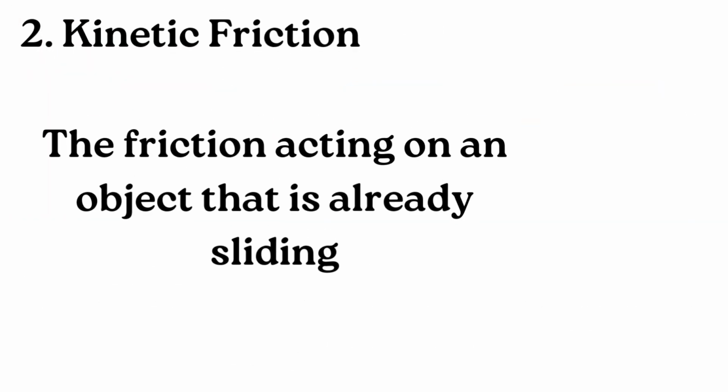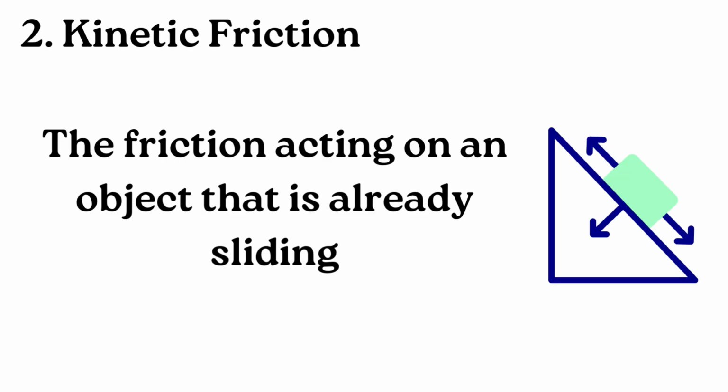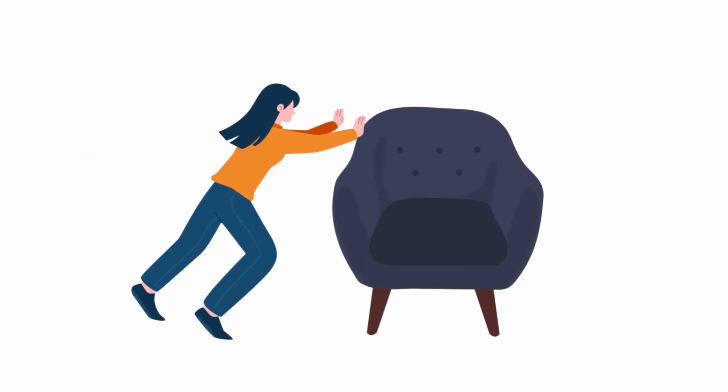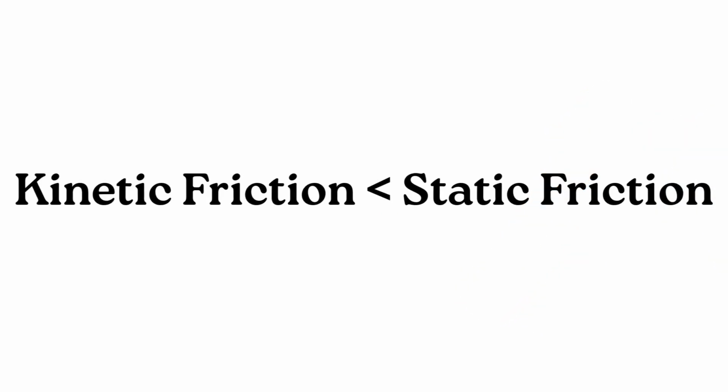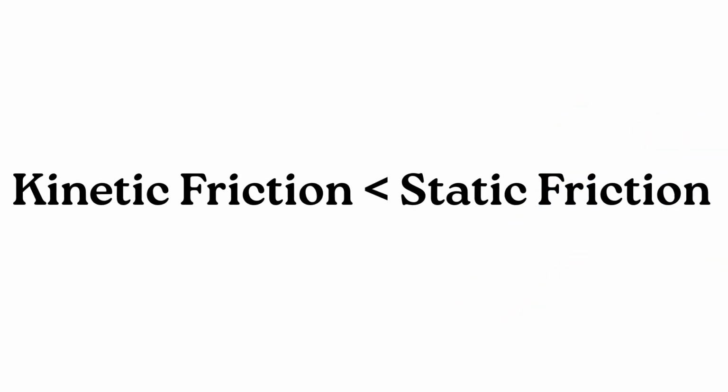Number two is kinetic friction. The friction acting on an object that is already sliding is called kinetic friction. Once the sofa starts to slide, it is easier to keep moving it because kinetic friction is less than static friction. An example of this could be pushing a book across a table, which feels easier after it starts moving.